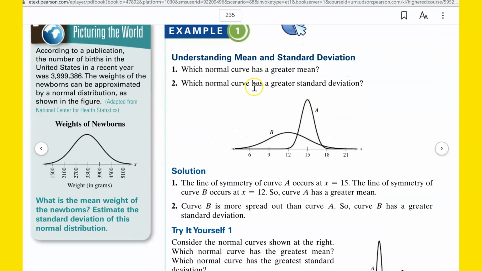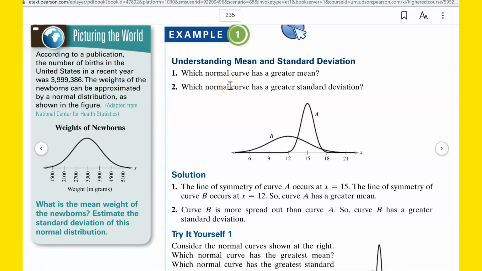All right, example 1. This is a good example here. Which normal curve has a greater mean? Which normal curve has a greater standard deviation? Normal curve A has the greater mean because the center of it is farther down the x-axis, farther to the right. The mean of distribution A would be around 15. The mean of distribution B would be somewhere around 12, or maybe a little less than 12.